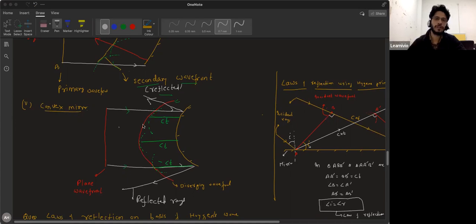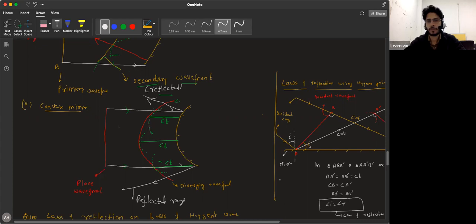What does this green arc represent here? Sir, wavelets. And what is the radius of the wavelets? Sir, CT's. Speed.